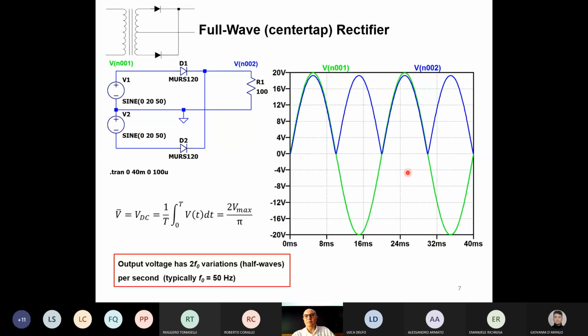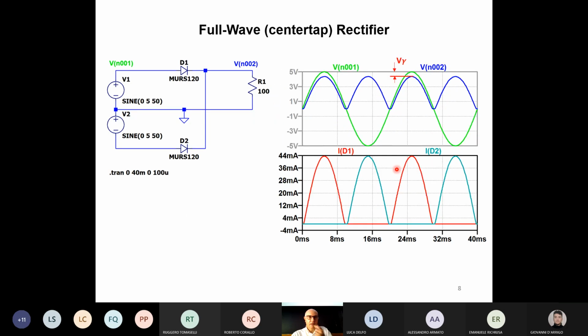We saw it before. No, okay, we didn't see it before, but you can imagine that the current flowing through the resistance has the same shape as the voltage, just because the current in a resistor is the voltage divided by the resistance itself. Okay.